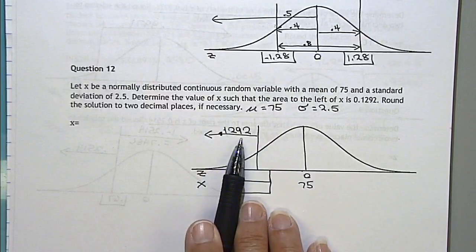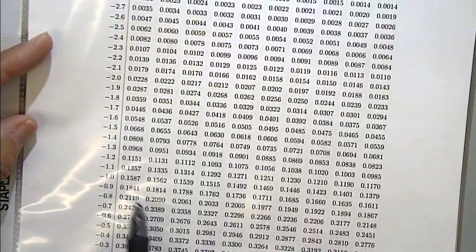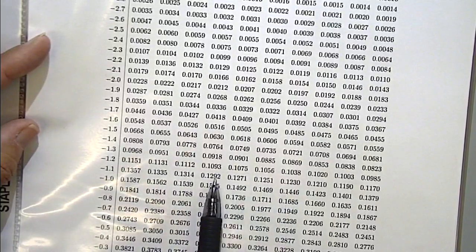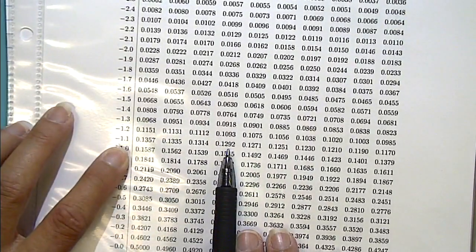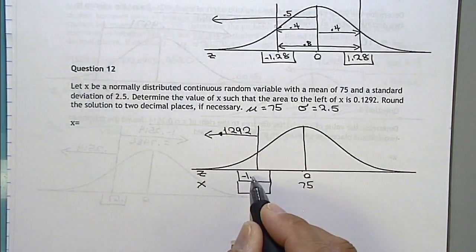I know the area to the left. I go to my z-table and I look up the score. It's going to be on the negative side. 0.1292, where is it? Oh, it happens to be there. It's going to be 1.13. Do you see it? Okay, so I got this score, negative 1.13.